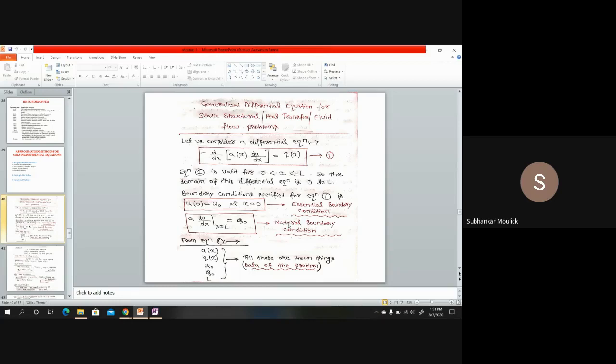This domain will vary with different types of problem. For a fluid problem, the domain will be different. For a static structural problem, the domain is different. For a heat transfer problem, the domain is different. Is it clear?